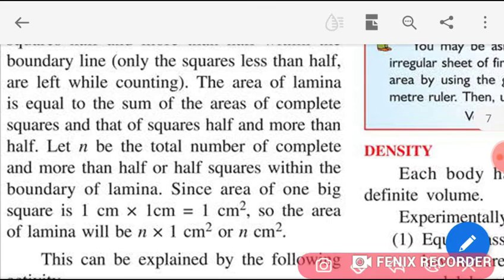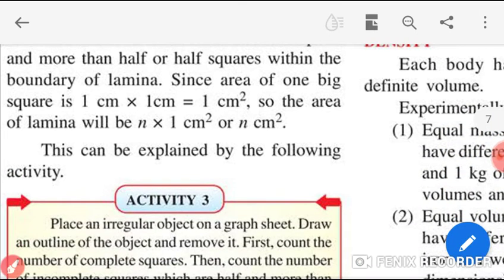Let n be the total number of complete squares and more than half or half squares within the boundary of lamina. Since we know that the area of one big square is what? 1 centimeter square. So the area of lamina will be what? N into 1 centimeter square, or we can say n centimeter square, and this we can explain by the following activity.